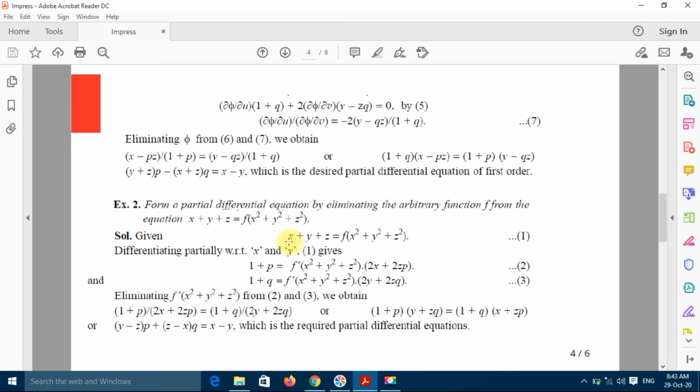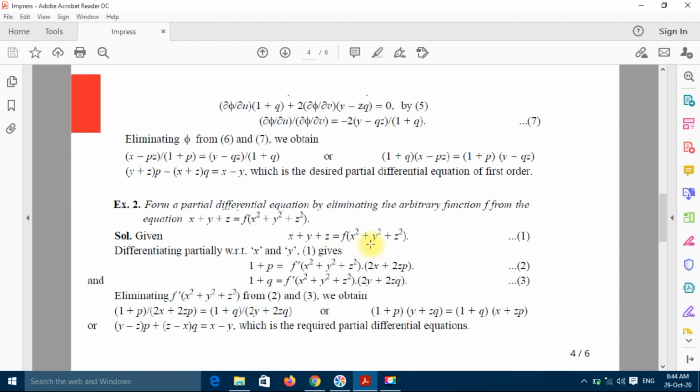For finding the required differential equation, we differentiate equation 1 with respect to x and y partially. When we differentiate this equation 1 with respect to x partially, then the variable y is constant, so the partial derivative of y with respect to x is 0, and ∂z/∂x becomes p. So we differentiate it, ∂/∂x: this is 1, the partial derivative of y with respect to x is 0, so this term is absent, and ∂z/∂x is your p, so we write 1 plus p.